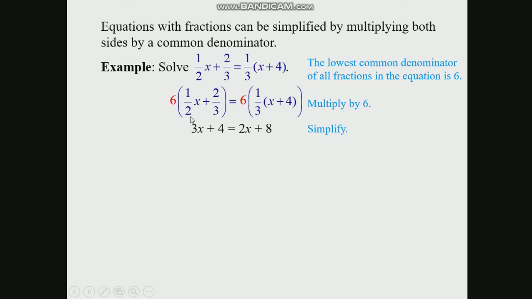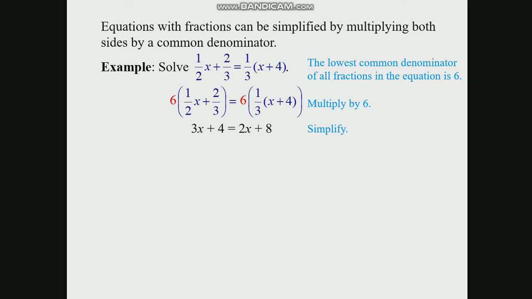So 6 times 1/2 is 3, with the x, so 3x. 6 times 2/3. Now to multiply fractions, we multiply the numerators, right? So we've got 6 over 1, 2 over 3. 6 times 2 is 12. 1 times 3 is 3. 12 divided by 3 is 4. 6 times 1/3 is 6 divided by 3, which is 2. So I've got 2 times x, and 2 times 4, which is 8.